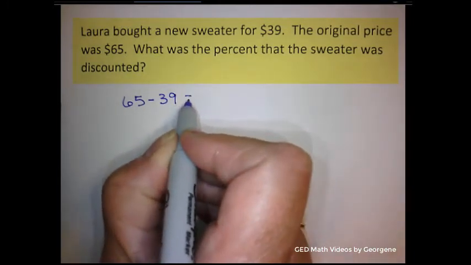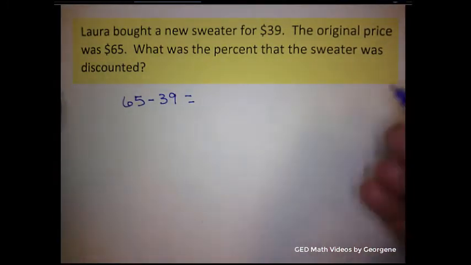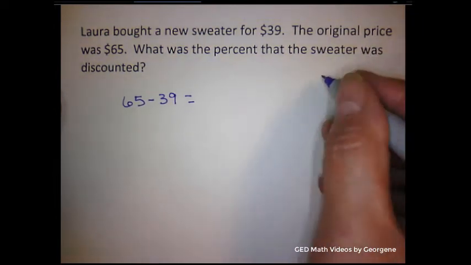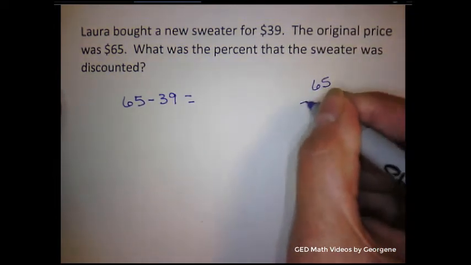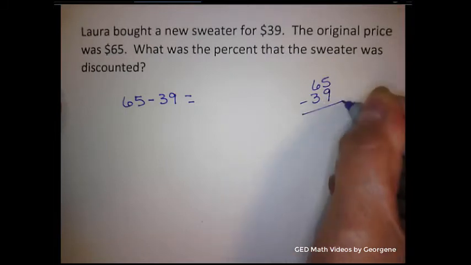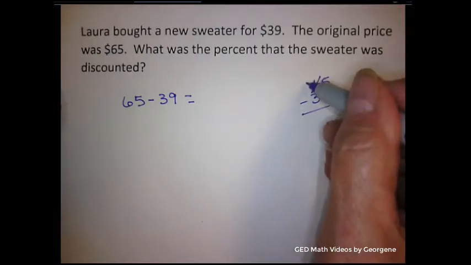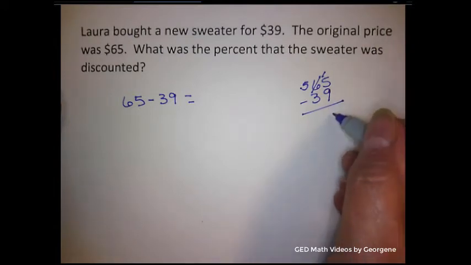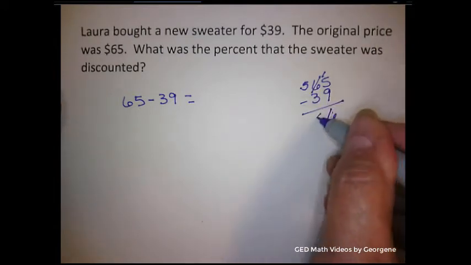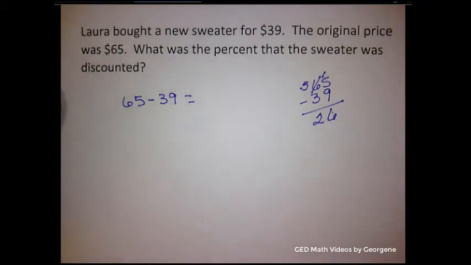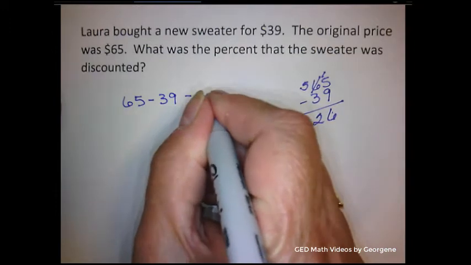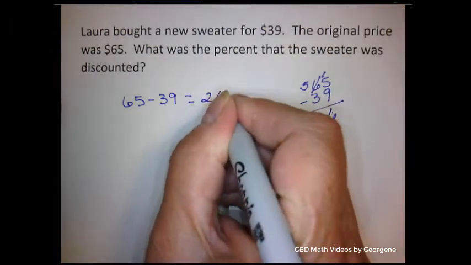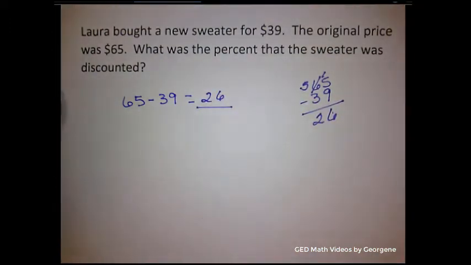And that gives us, now we could do it longhand. We got 65 minus 39. Let's borrow from the 6. That becomes a 5. Carry the 1. 15 minus 9 is 6. And 5 minus 3 is 2. Now, if I were on the test and if I wasn't sure, I would grab that calculator. But 65 minus 39 is 26. So that's the first step. You want to subtract to find the difference.